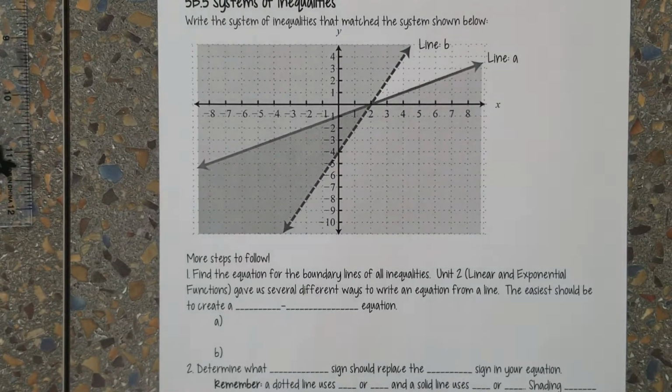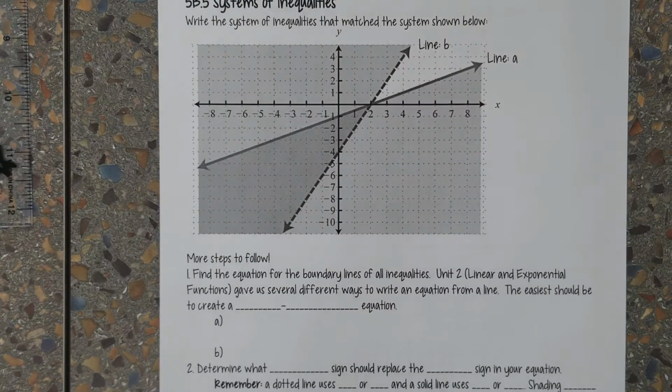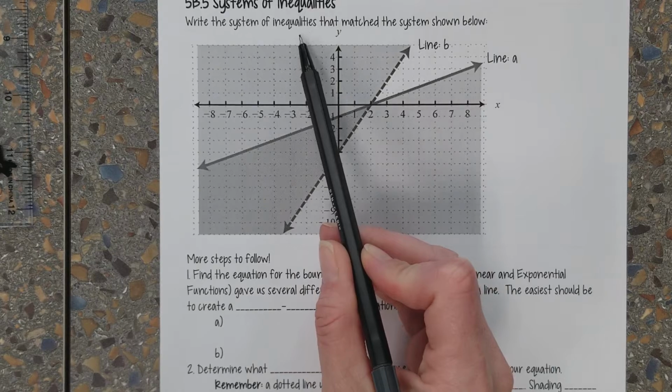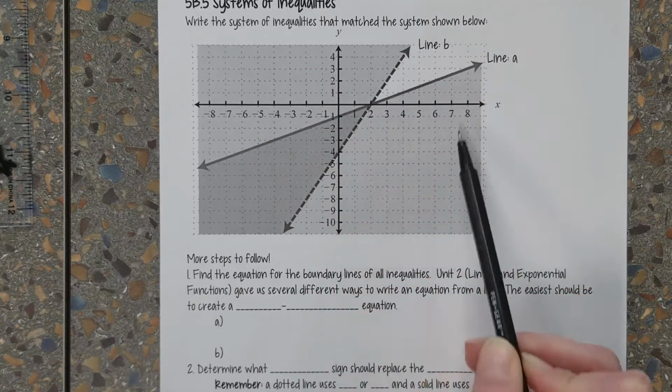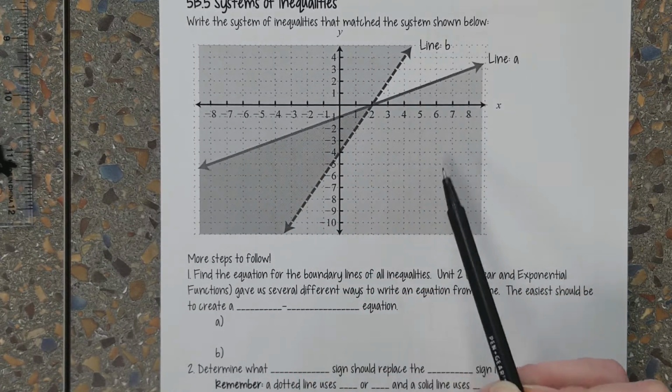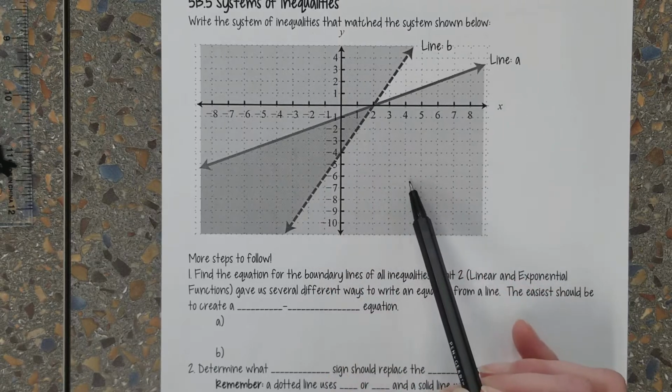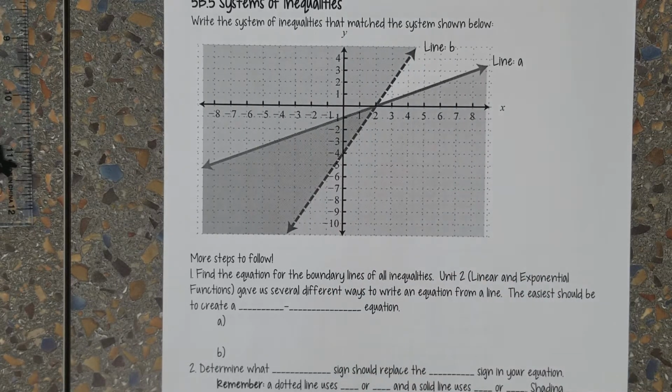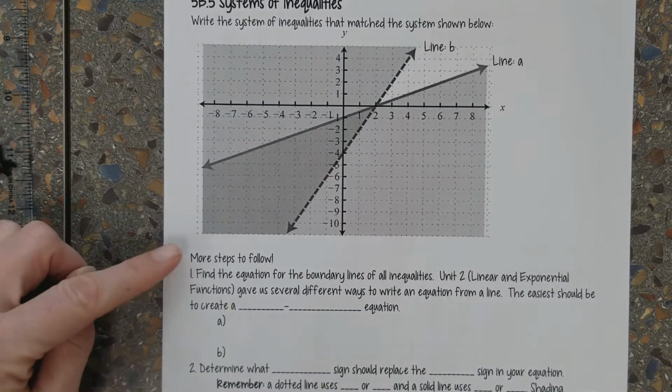So I'm going to zoom out a little so we can always see the graph. Hopefully this doesn't get too small for you to follow along with. Okay, so we're going to write a system of inequalities that match the system shown below. So this is a system here, and we're going to use what we know about our graph to write some inequalities. So there's more steps to follow.